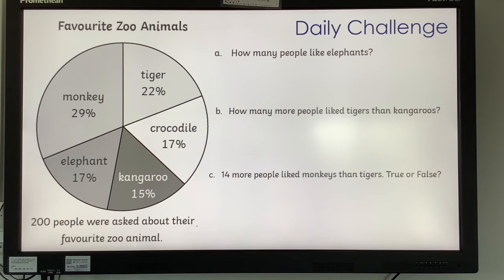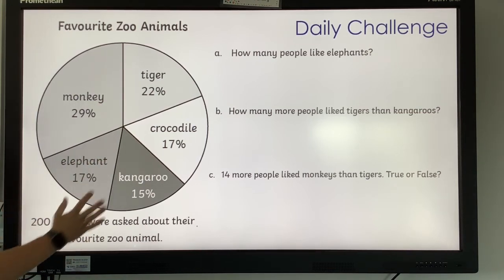So, onto your part, your challenge. Again, you've got the same pie chart representing 100% of people. This time 200 people were asked. So how many of the 200 people like elephants? How many more like tigers than kangaroos? And 14 more people liked monkeys than tigers. True or false? So you need to work out what 17% of 200 is.